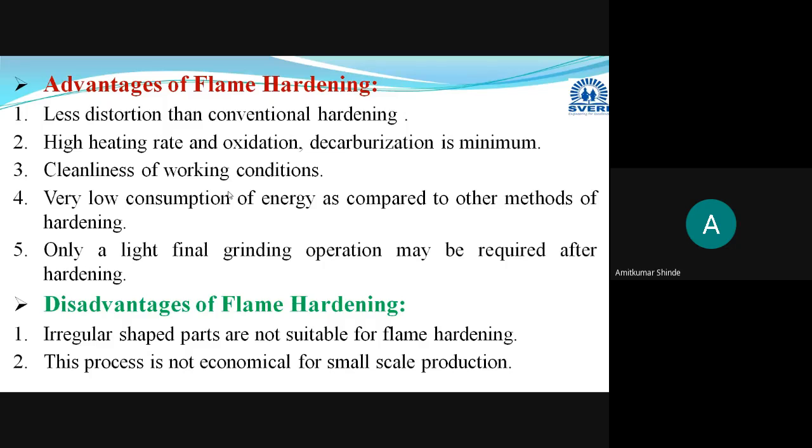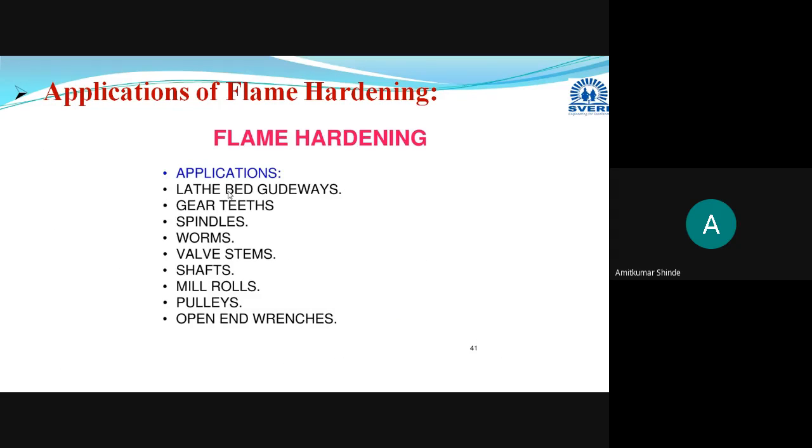Now, after this, we will see some applications. The flame hardening process is used for hardening different components, such as lathe bed guideways, gear teeth, spindles, shafts, mill rolls, and different kinds of pulleys. All these can have their surface hardened with the help of this flame hardening process. So in this way, the flame hardening process is completed.